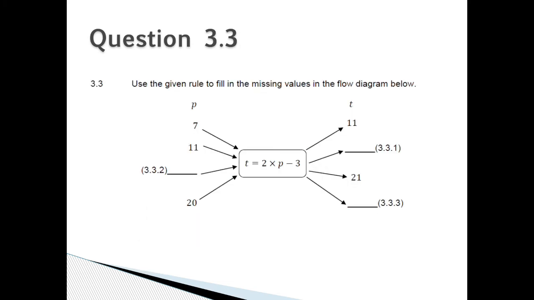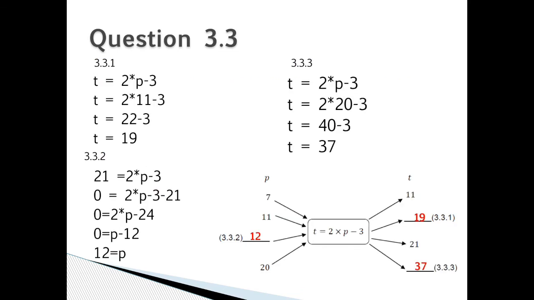Question 3.3. Use the given rule to fill in the missing values in the flow diagram below. The rule is T is equal to 2 times P minus 3, and you need to answer 3.3.1, 3.3.2, and 3.3.3. 3.3.1. T is equal to 2 times P minus 3, where P is 11. T is equal to 2 times 11 minus 3. T is equal to 22 minus 3, so T is equal to 19.